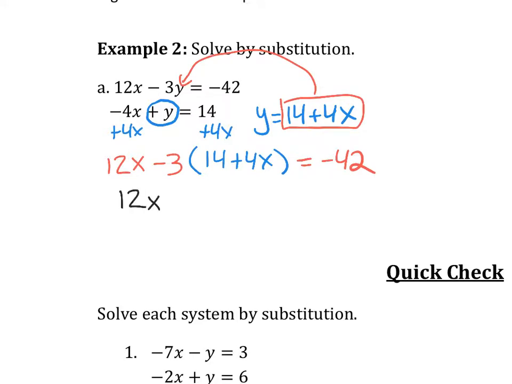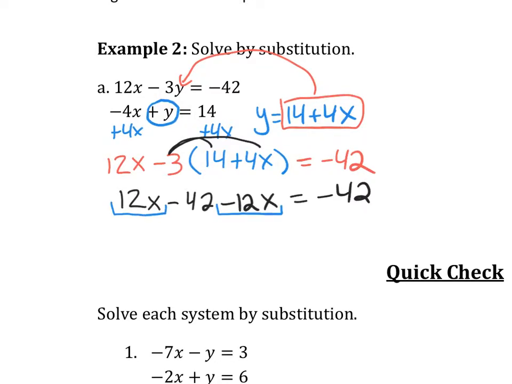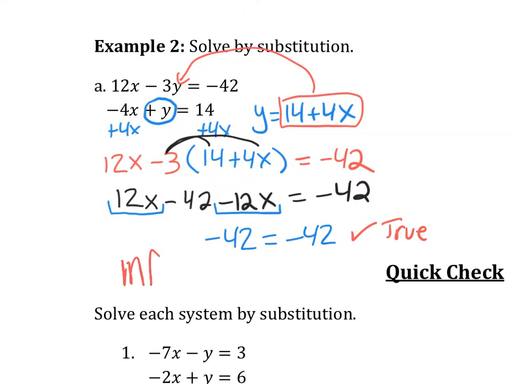Then we distribute. So 12x, then we have 3 times 14, which is negative 42, sorry, you're right, negative 42, and then negative 3 times 4x, negative 12x, equals negative 42. We combine like terms. We have 12x minus 12x, which gives us 0. So we're left with negative 42 equals negative 42. Is that true? Yes, this is true, which means infinite solutions.